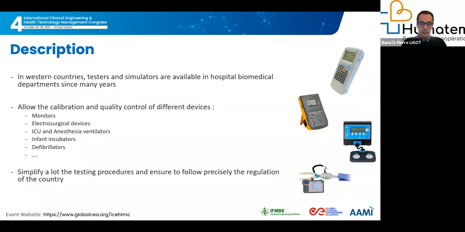In Western countries, testers and simulators have been available in hospital biomedical departments for many years. These workshops are equipped with dedicated testing tools or patient simulators to control the right calibration and manage the quality control of most medical equipment. These testers and simulators are used, for example, in the quality control process of monitors, electrosurgical units, intensive care unit and anesthesia ventilators, infant incubators, and plenty of other devices. They provide a huge help for the biomedical technician, simplify the quality control of the device a lot, and ensure precise compliance with the country's regulation.